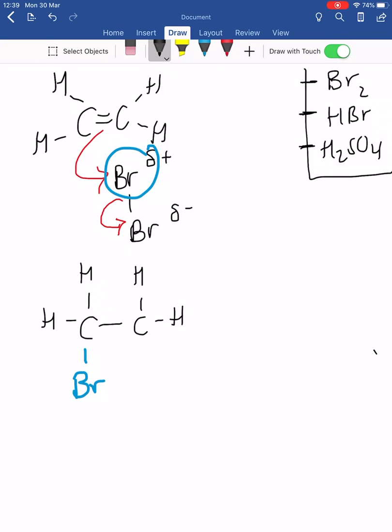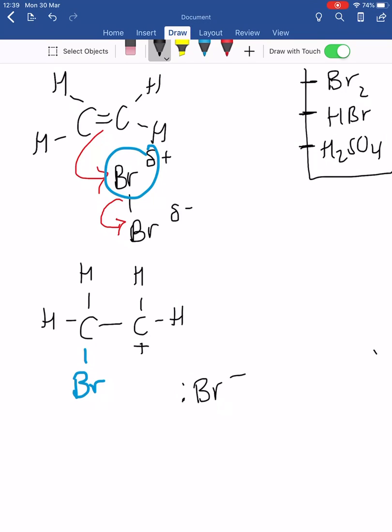Now what you've ended up with is something that's positive. This carbon has a positive charge because it's still bonded to the 2 hydrogens, and it's now only got a single carbon bond. And you know carbon's in group 4, so therefore can form 4 single covalent bonds.